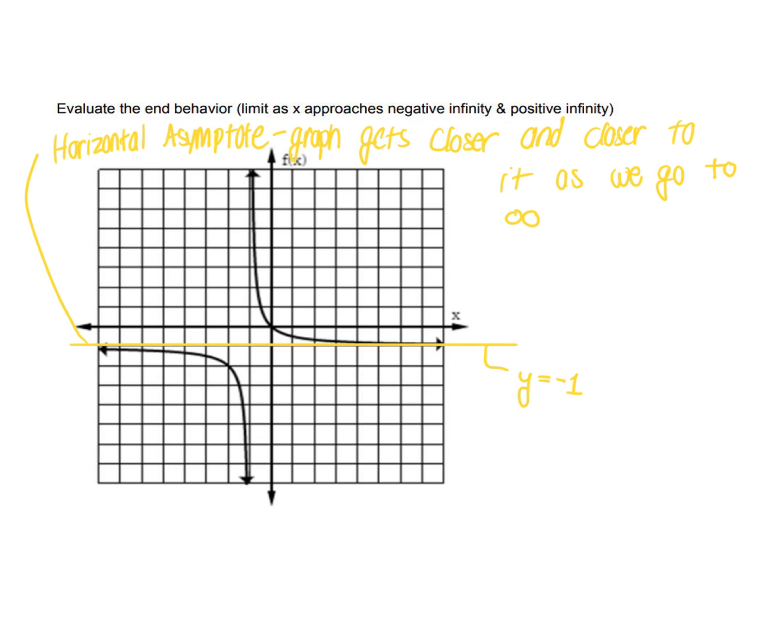So this is a problem where we can't really say rise right, rise left, or fall right, fall left. So we're just going to go ahead and use our regular limit notation. So the limit as x approaches infinity of f of x will be -1. And also the limit as x approaches negative infinity of f of x will also be -1.